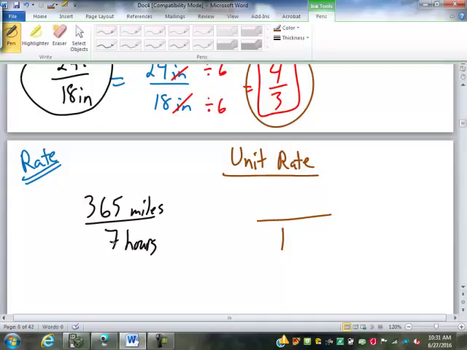Well, our denominator is 7. We just divide by 7. Of course, 7 hours divided by 7 is 1 hour. We have 365. Notice we divide by the numerical part, not the label. 365 miles divided by 7 is 52.142857143 approximately miles.